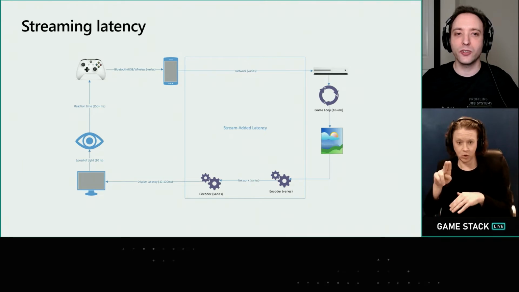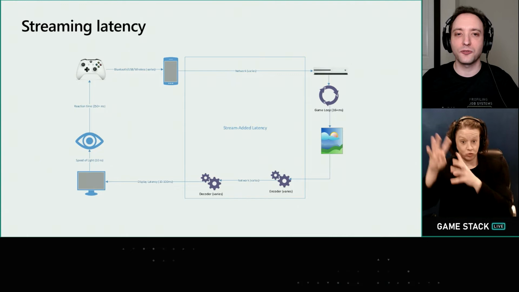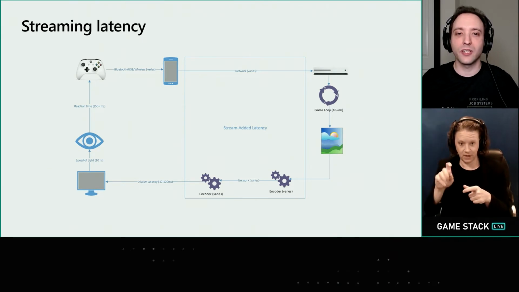Then in order to stream it, that button press has to get sent from the device to the Xbox. That's over a network, which can vary. We'll get into more of that in a minute. Then it gets into the game loop. The game loop for a 60 FPS game is perhaps going to be 16 milliseconds, but it could also be longer due to things like pipelining or frame drops.